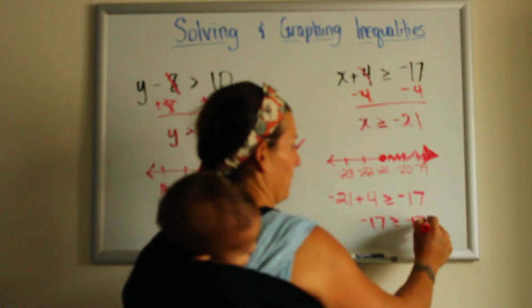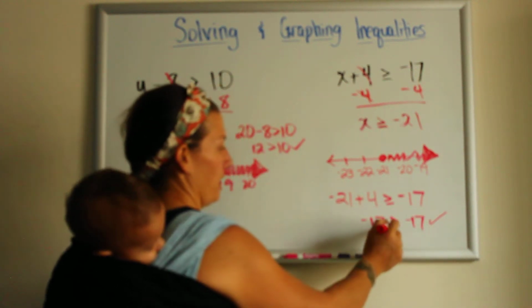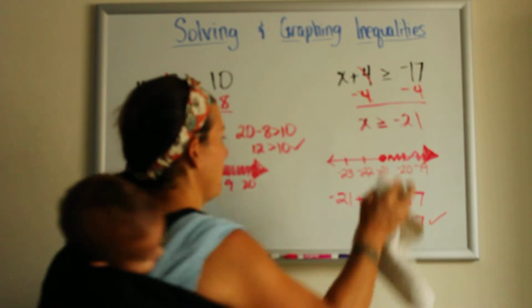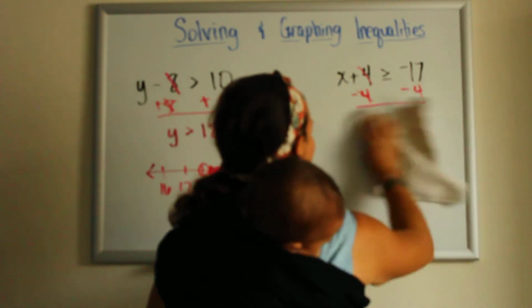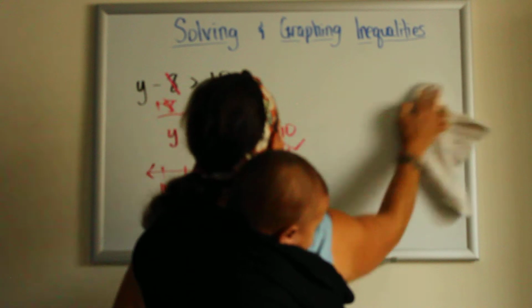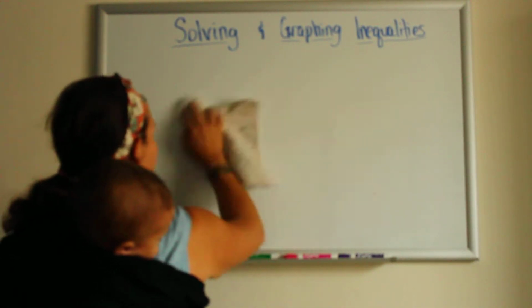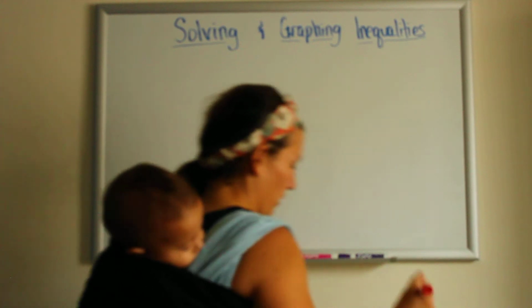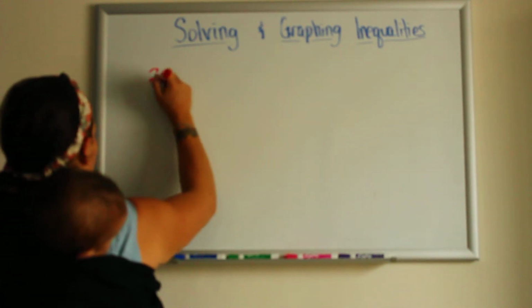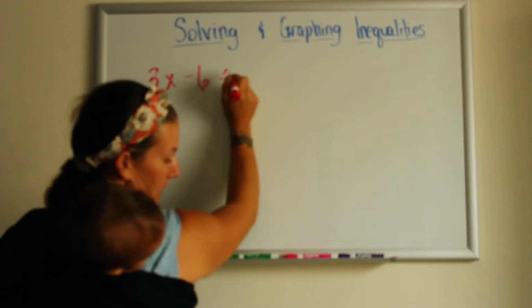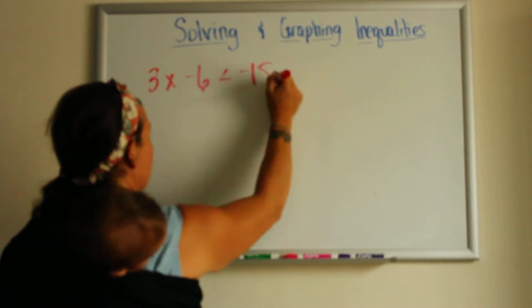But this solution does satisfy the inequality, because it does have that "or equal to." Next thing we want to look at are two-step inequalities. In a two-step inequality, you will likely be multiplying or dividing to get your answer. So here we're going to look at 3x minus 6 is less than negative 18.